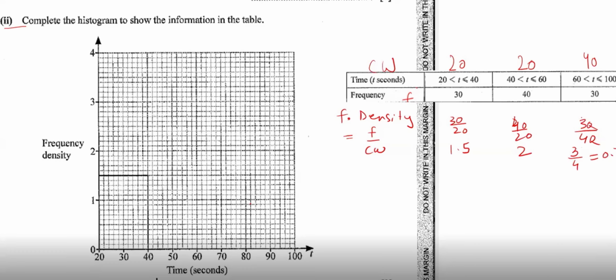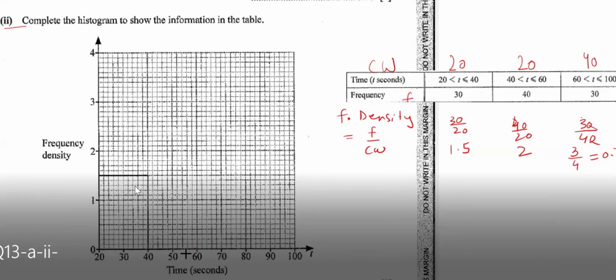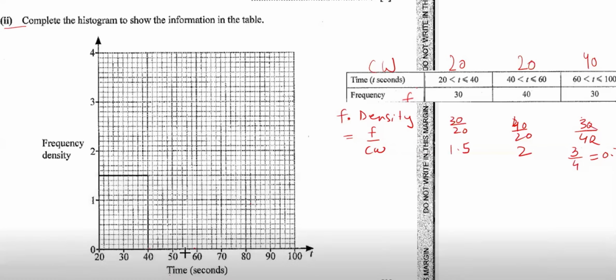And next we will draw these bars with the help of frequency density and the class interval. The first bar is already given here, and we have to draw the other two bars of the intervals 40 to 60 and 60 to 100. Therefore, we will draw the bar of the interval 40 to 60, and the height of this interval will be 2. Look here, the frequency density is 2, and we will draw the bar of height 2.